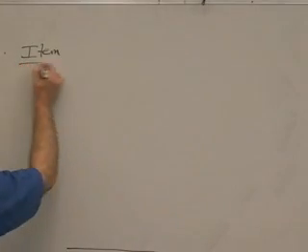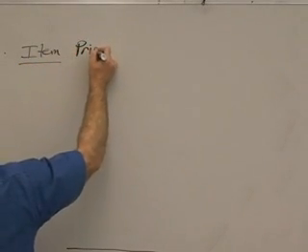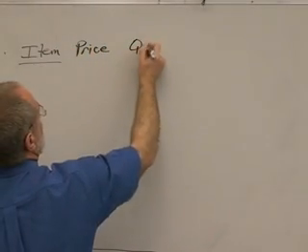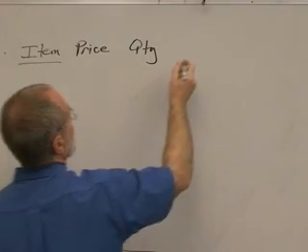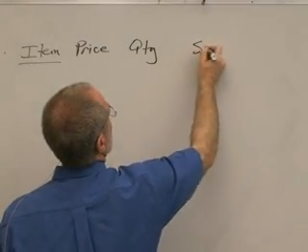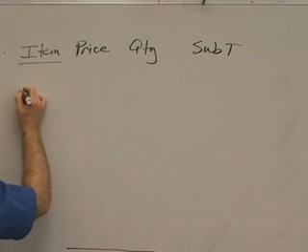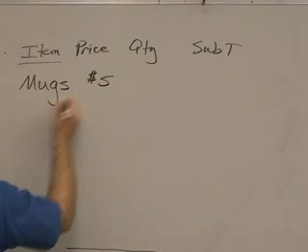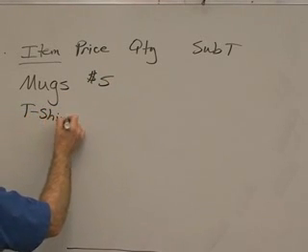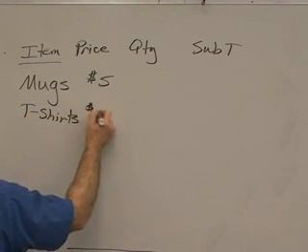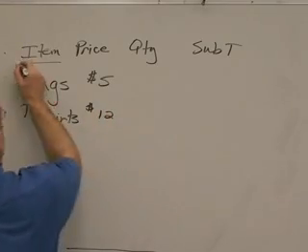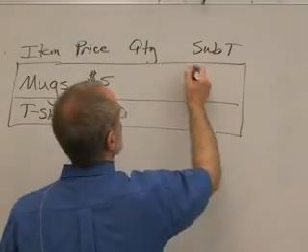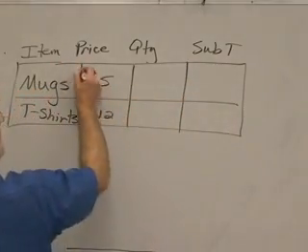Let's do another invoice problem, which will be the same one we just did, except the other scenario. Let's say Jolene sells mugs for $5 and t-shirts for $12. And she has total sales of $378.